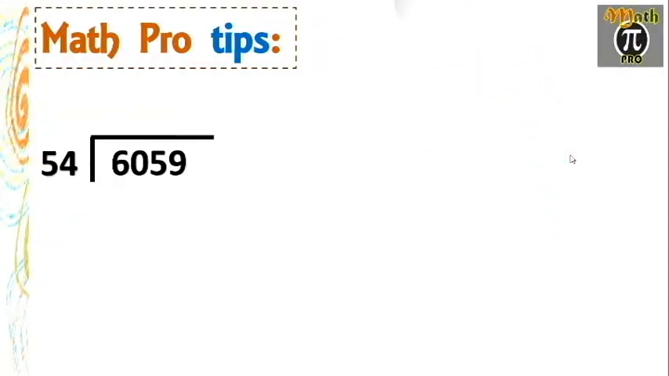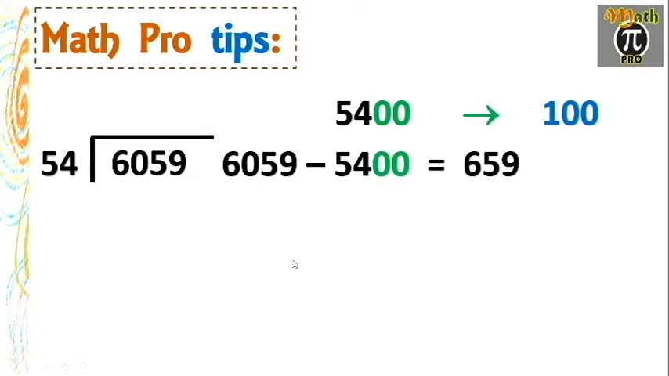And this method actually works even if there is a remainder. Let's try this example. So again, we start with 54, multiplying it by 100. We get 5,400. And as you see, it's almost near 6,059, right? So we subtract already 5,400 from 6,059. We'll get 659. So next we have to find out how many more 54s are in 659.